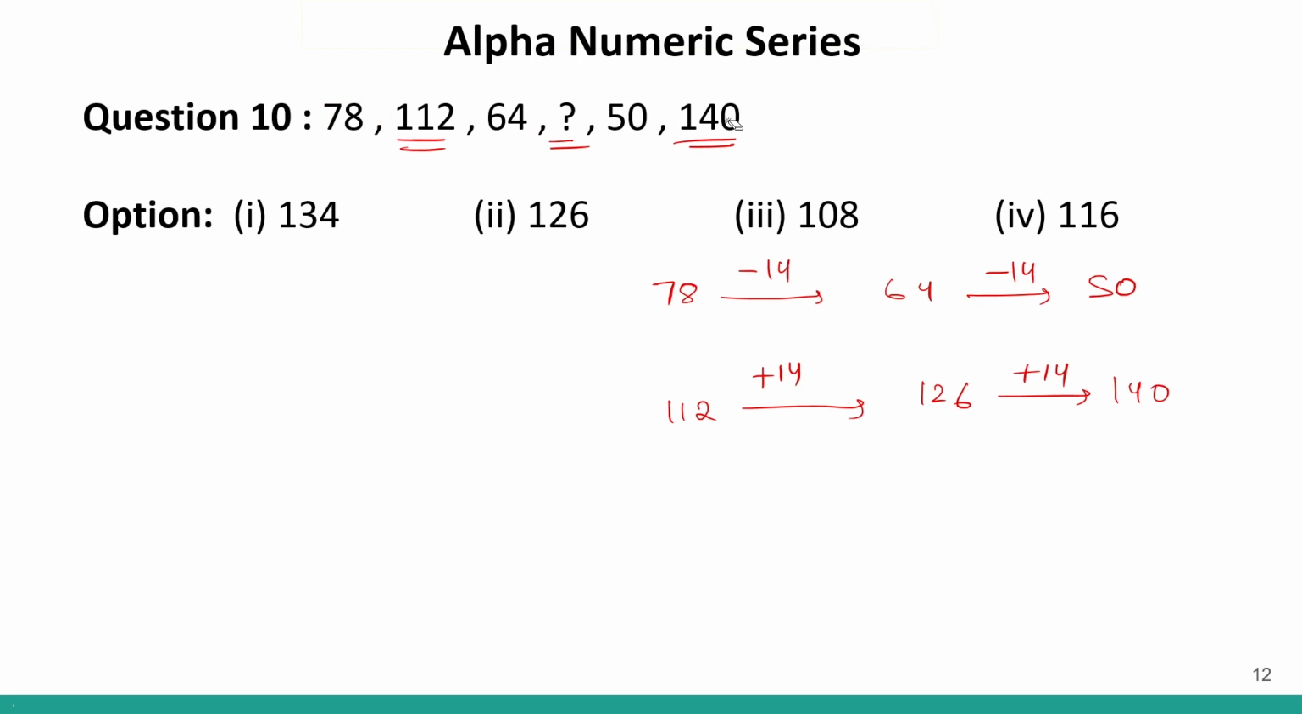So this is basically an alternative series. So 78 to 64 is minus 14. Similarly, 64 to 50 is minus 14. And over here we will have a different series. So 112 to, if I have 126 over here, this will be plus 14 and this will be plus 14. So answer will be 126, that is option number 2.